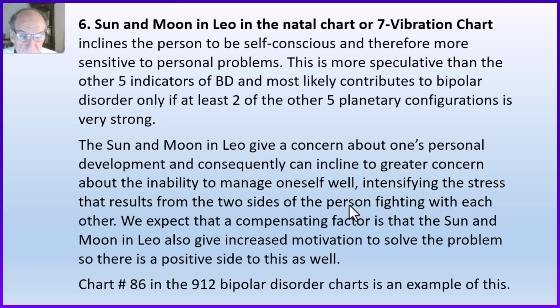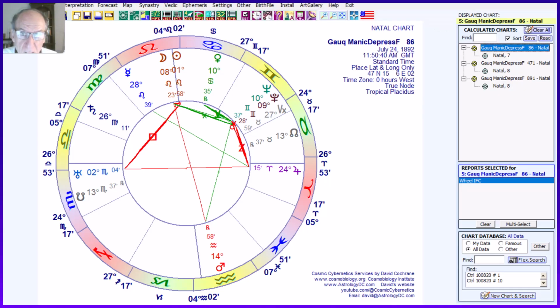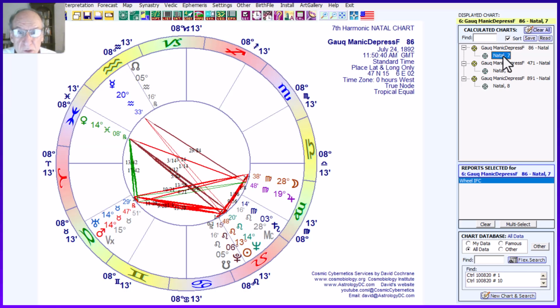But I want to show you something else as well. I showed you that the Sun and Moon are in Leo in the birth chart. We go to the 7 vibration chart, and the Sun is in Leo there. So there are 4 possible positions: Sun and Moon in the birth chart, and Sun and Moon in the 7 vibration chart. Out of those 4 possible Leo positions, this individual has 3 of them in Leo. Sun and Moon in the birth chart are in Leo, and Sun in 7 vibration is in Leo. That's a lot. 3 out of 4 possible. Way more than random, obviously. So that's an example. That's what I'm talking about.